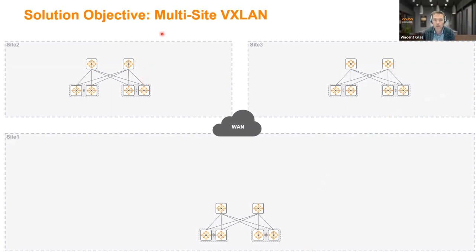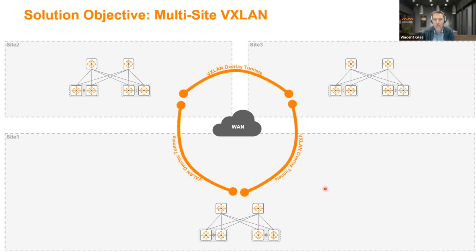So the solution objective, as you know, is really to have a multi-site VXLAN solution. Here you have site 1 at the bottom, site 2 top left, and site 3 top right, with MAN, MetroLAN, or WAN in the middle. So we have fabrics inside all those sites. But what about those VXLAN tunnels? You have those VXLAN overlay tunnels between sites. This is our objective, and probably that would be the easiest deployment that you will have to go through.